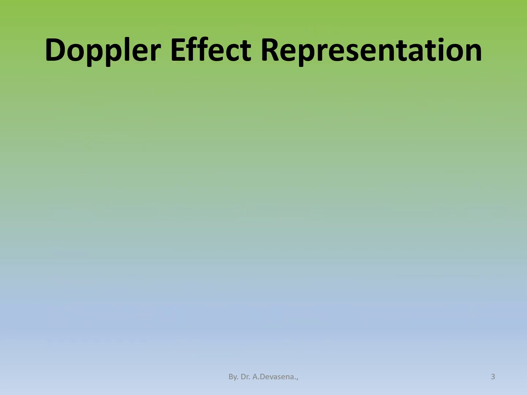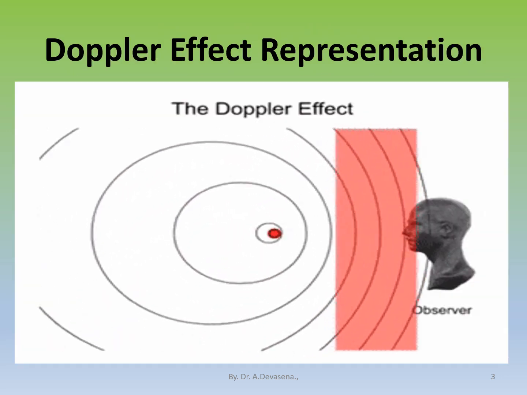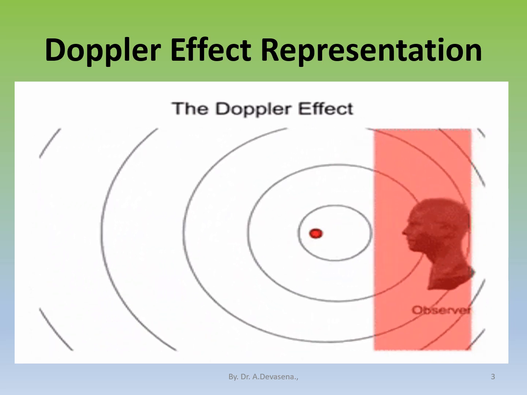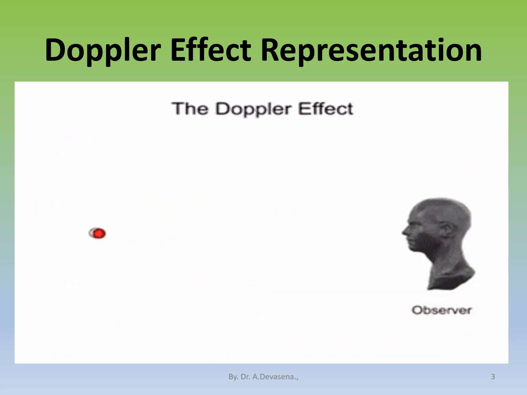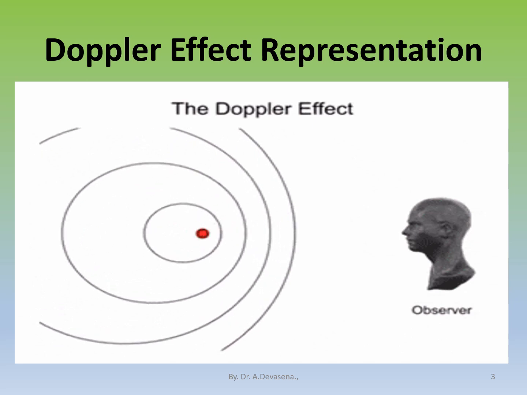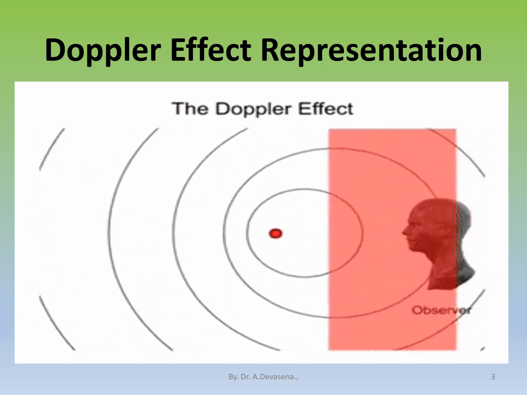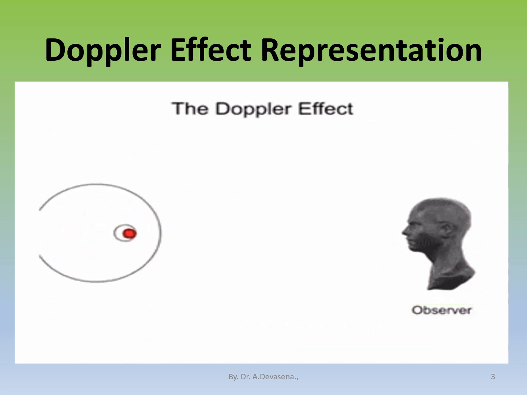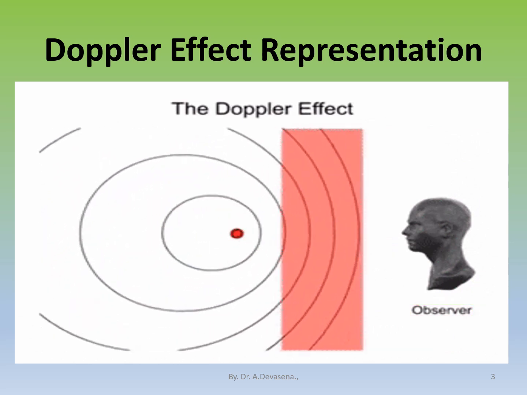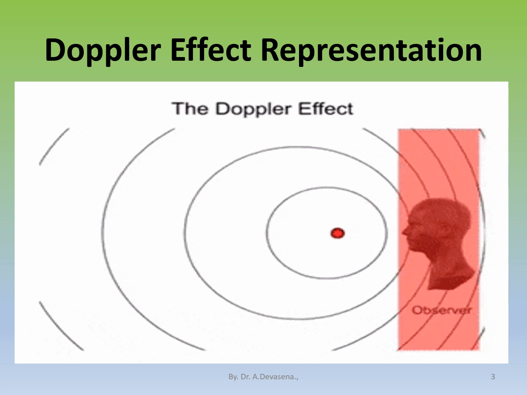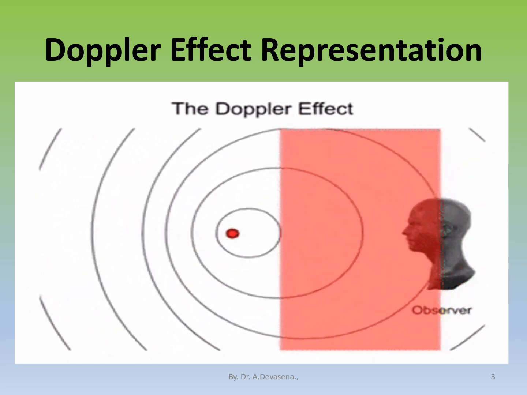Doppler effect representation is shown here. In this diagram, we are seeing that the object is moving towards the observer and it is moving away from the observer. Due to this movement, the change in wavelength occurs.